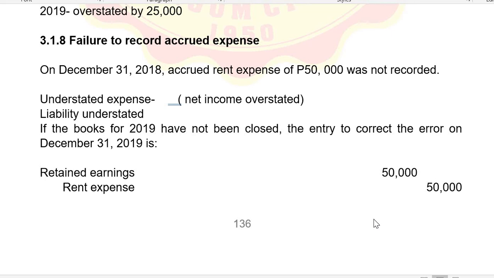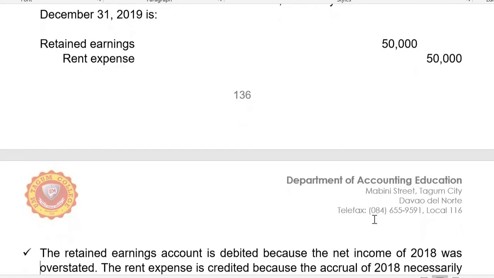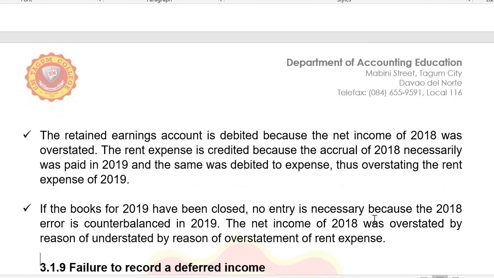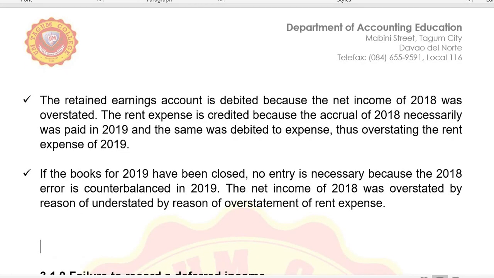Because what happened is, you paid it in 2019 and recorded it as rent expense. So, your entry for 2019 would be debit rent expense, credit cash. Therefore, your retained earnings is overstated. So for 2018, debit retained earnings, credit rent expense for 50,000. Okay? Yes. So, if the books have been closed, no entry is necessary, right?